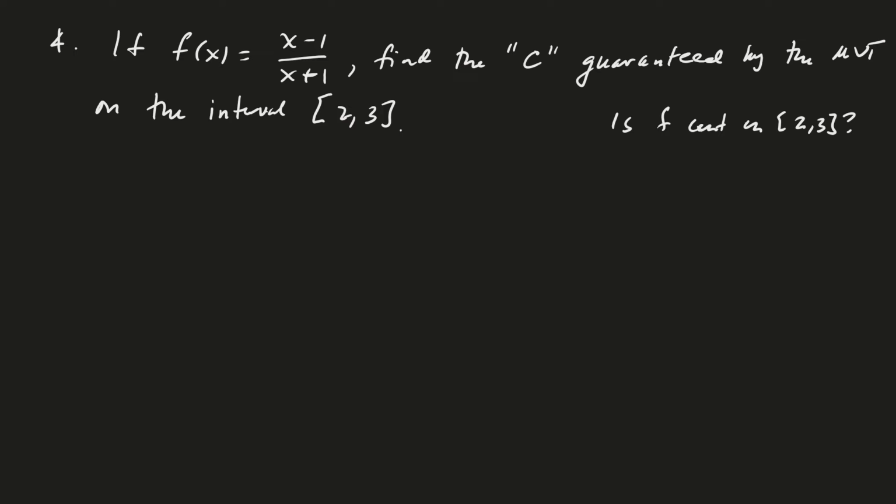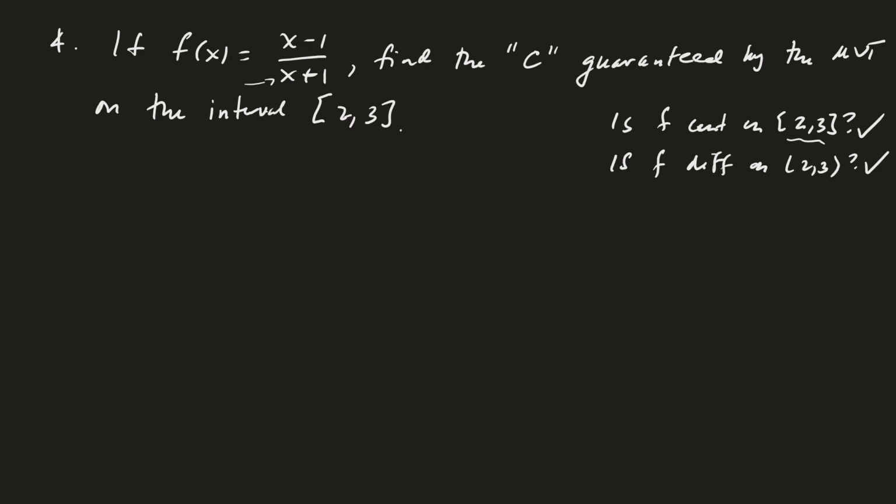Just to double check, the only part where we have to be careful is x equals minus 1, and that is outside of the interval, so that's a check. And then, is f differentiable on the open interval from 2 to 3? Again, the answer is yes, because the derivative will have that x plus 1 squared in the denominator. Good. So now let's go ahead and write down what the mean value theorem says.